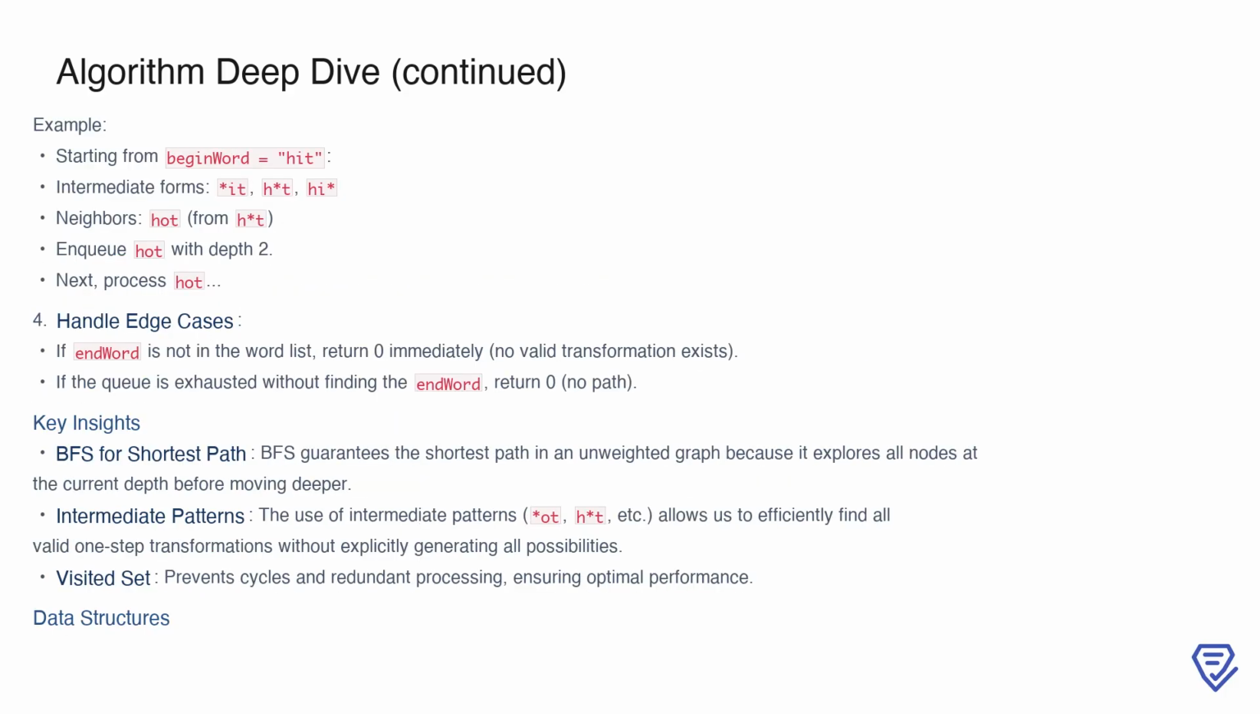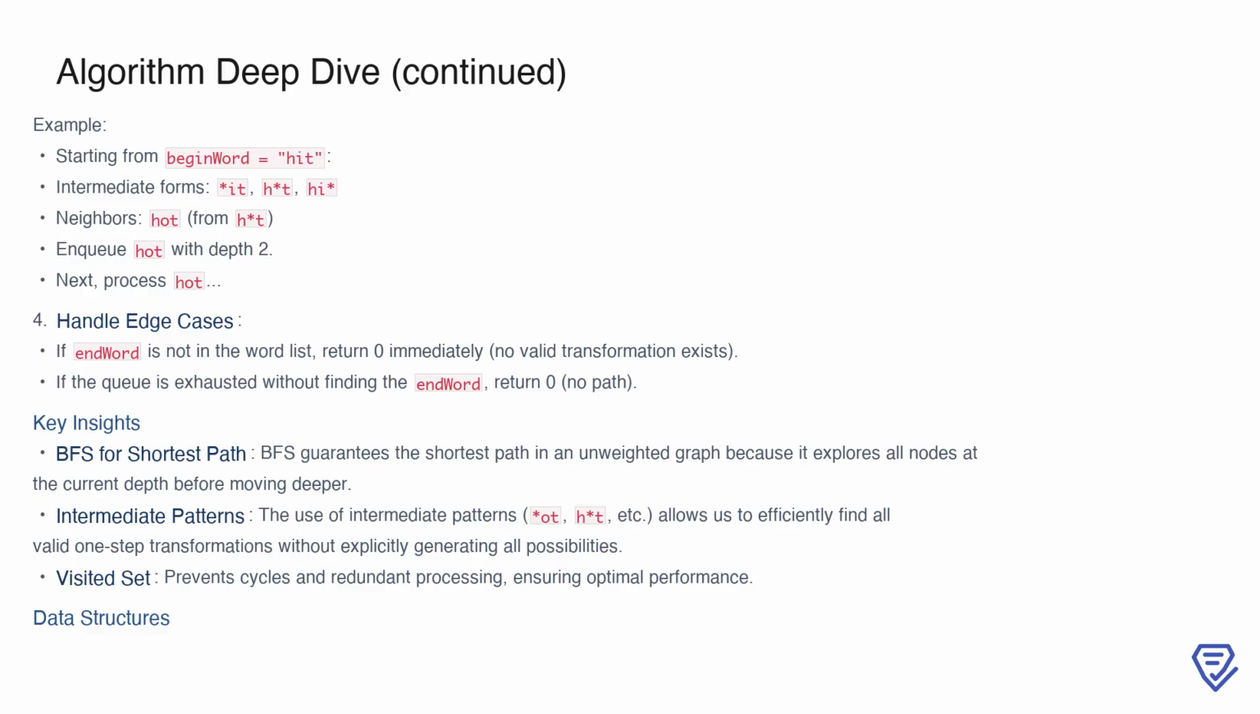To better understand how BFS works in this context, let's go through an example. Suppose the begin word is hit, and the word list includes hot, dog, lot, log, and cog. Starting with hit, we generate its intermediate forms, *it, h*t, and hi*. Among these, the pattern h*t has a match in the dictionary, namely, the word hot. We then enqueue hot with a depth of 2, marking it as the next word to process. As we continue, we dequeue hot and repeat the process for its intermediate forms. This systematic exploration ensures that we gradually build the transformation sequence until we either find the end word or exhaust all possibilities.